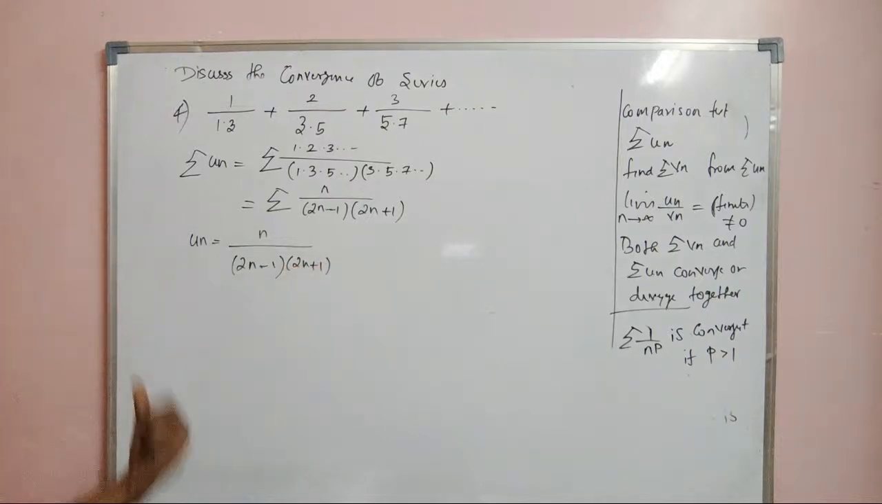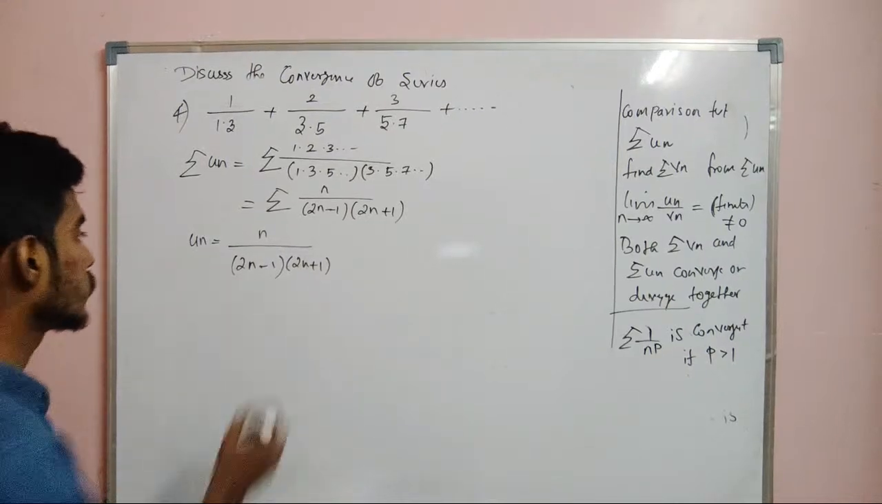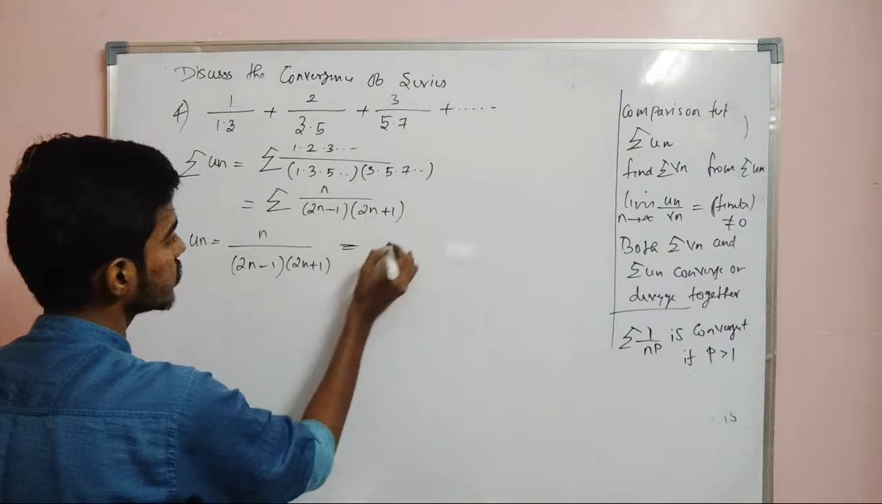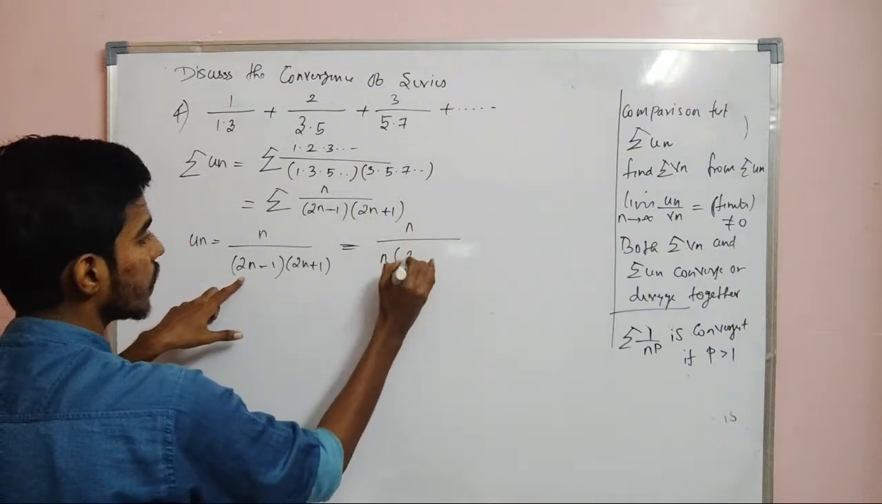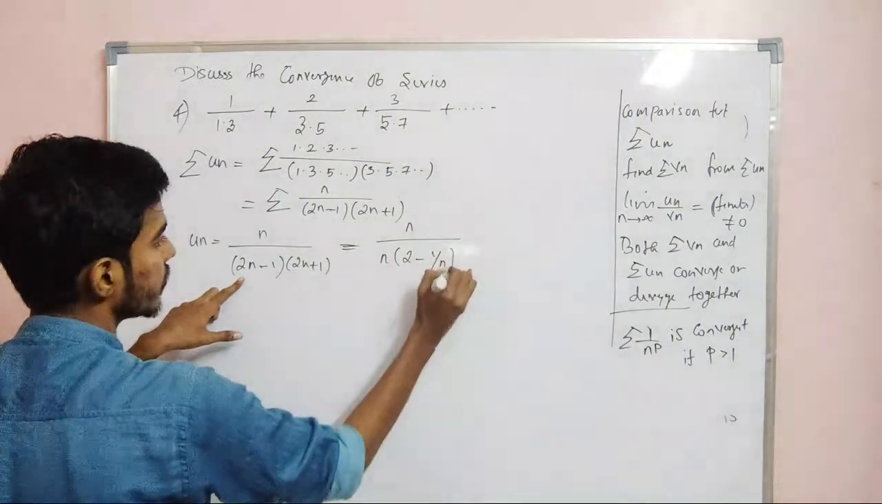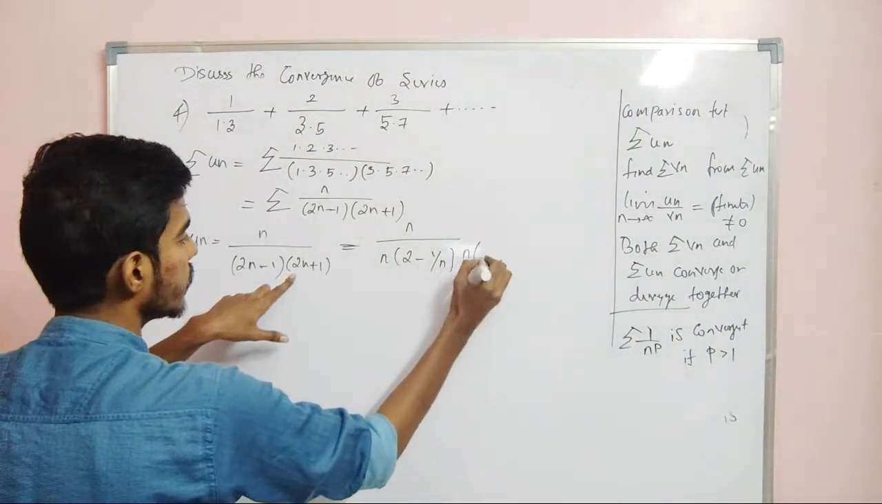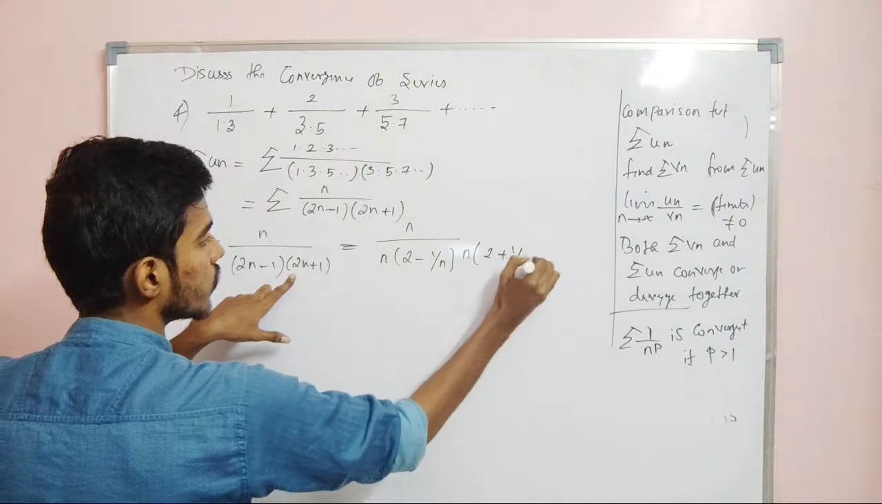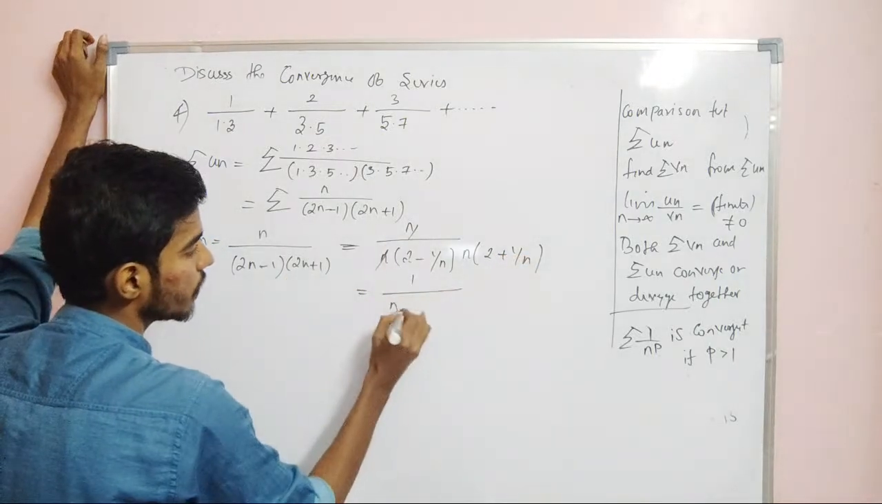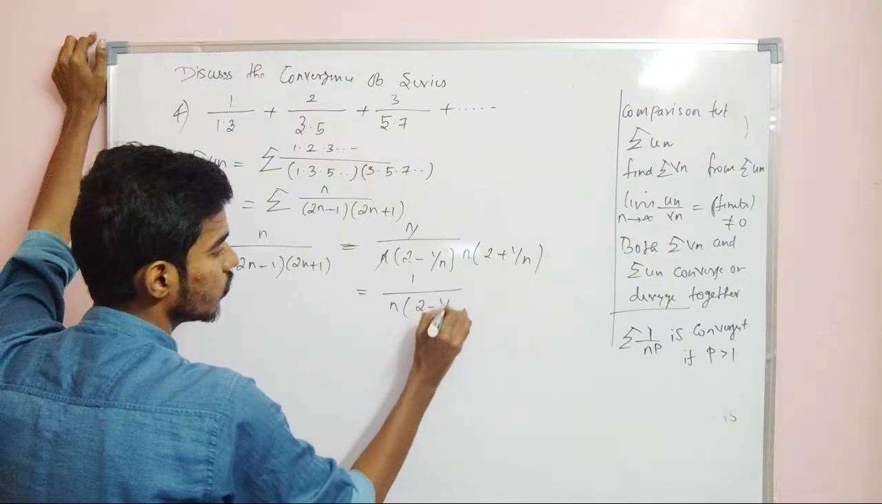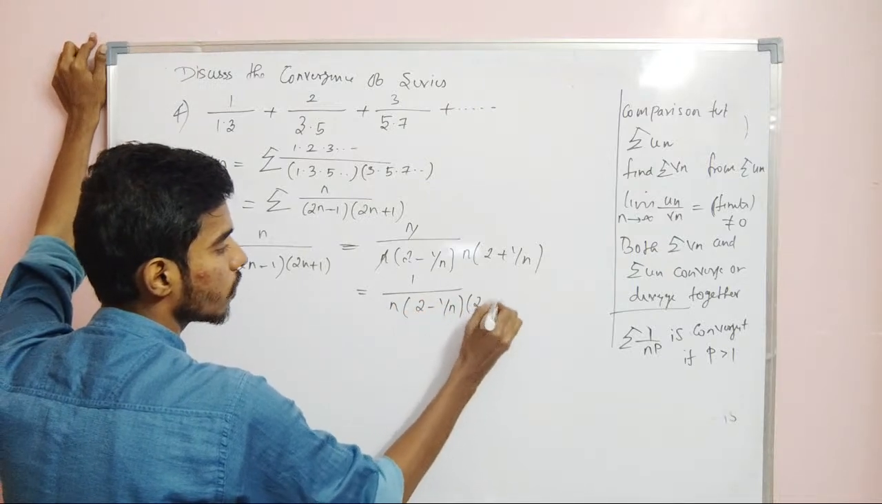Now we will take the highest degree common. So before that we will simplify this. So if I take n common here, we will have 2 minus 1 by n, and if I take n common here, we will have 2 plus 1 by n. So 1 n will get cancelled. So we will have 1 by n into 2 minus 1 by n, 2 plus 1 by n.